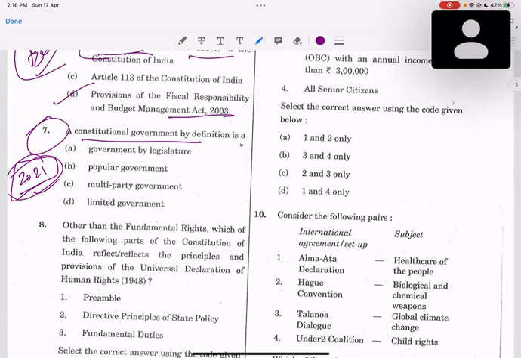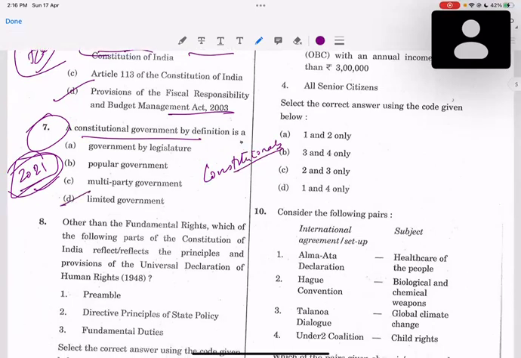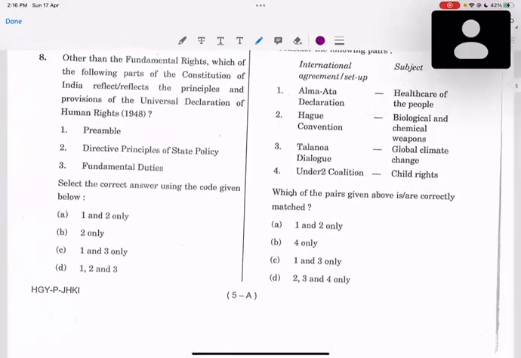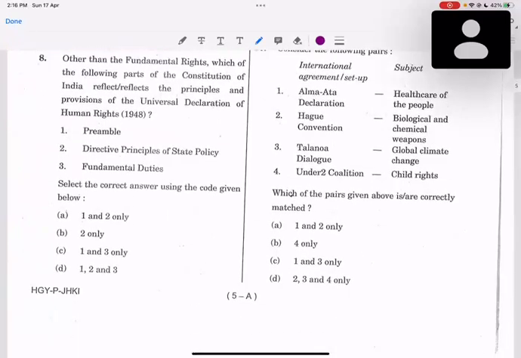Simple direct question, because in that case they asked from the angle of constitutionalism, and this time constitutional government by definition is a simple question, limited government, same option. Again a simple question. Then, other than the fundamental rights, which of the following parts of the Constitution of India reflects the principles and provisions of the Universal Declaration of Human Rights?